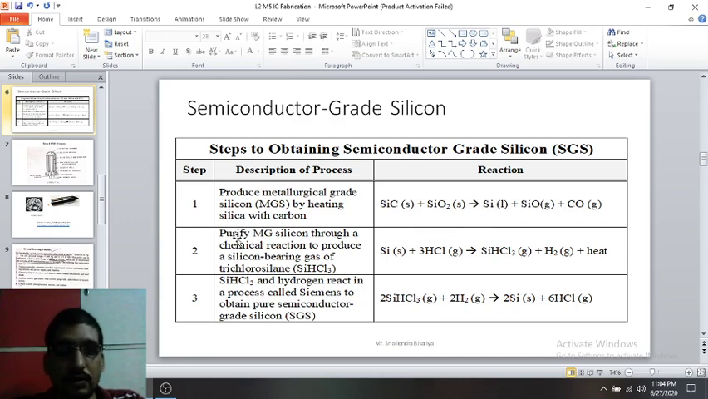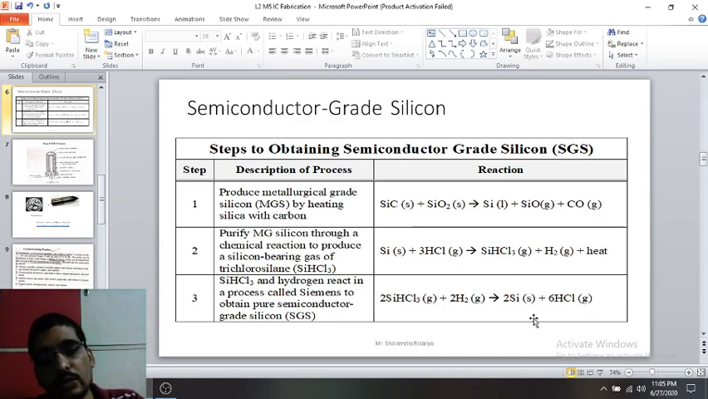Now we purify the MGS, metallurgical grade silicon, through a chemical reaction to produce a silicon bearing gas, trichlorosilane. So what is the next step? We first purify MGS by reacting Si with HCl gas, forming SiHCl3 gas. Now the SiHCl3 gas then combines with hydrogen gas to form Si and HCl gas, which is again taken out.